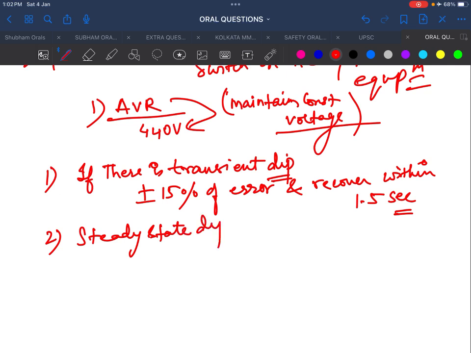Now for the steady state dip, plus or minus 2.5% of error within 1.5 seconds. Okay, for steady state.